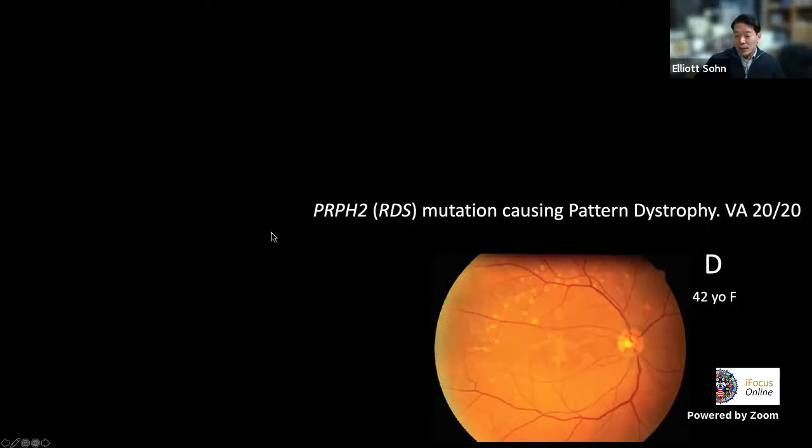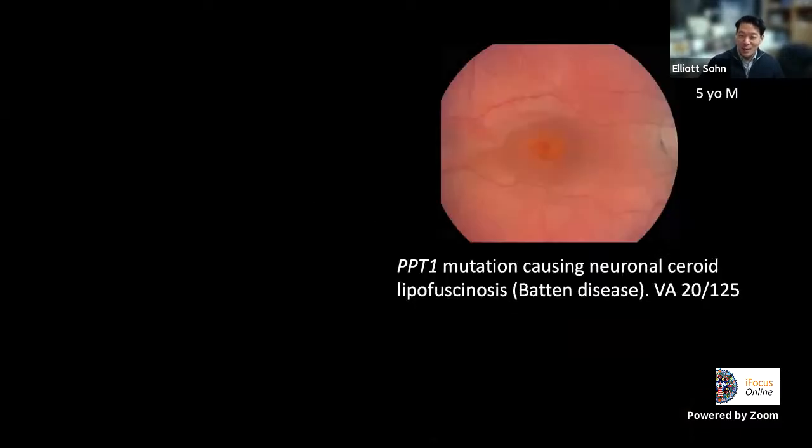Patient D actually has pattern dystrophy. They have a PRPH2 mutation, also known as RDS, and this is an autosomal dominant mutation. This patient also has 20/20 vision with what is, as I described, this kind of butterfly pattern in the center of the macula. So this is a trick question. The patient who doesn't have a macular dystrophy is actually patient B.